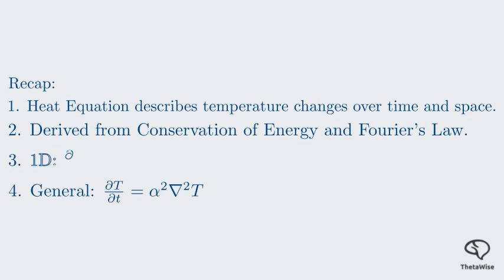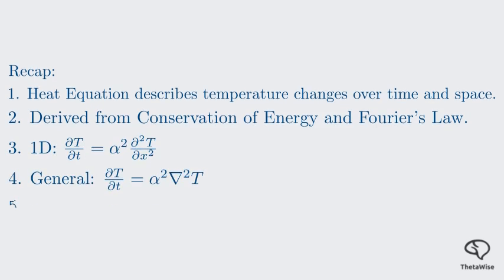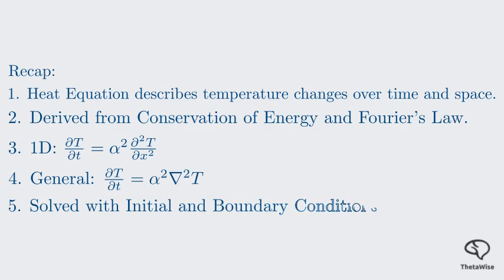We saw the one-dimensional form, dT/dt equals alpha squared times the second derivative of T with respect to x, and the general form using the Laplacian operator. Finally, we discussed how to solve the equation by specifying initial and boundary conditions, and we looked at a classic example of a cooling rod. The heat equation is a cornerstone of mathematical physics, with applications ranging from designing computer chips to understanding climate change. I hope this introduction has given you a solid foundation for further study.